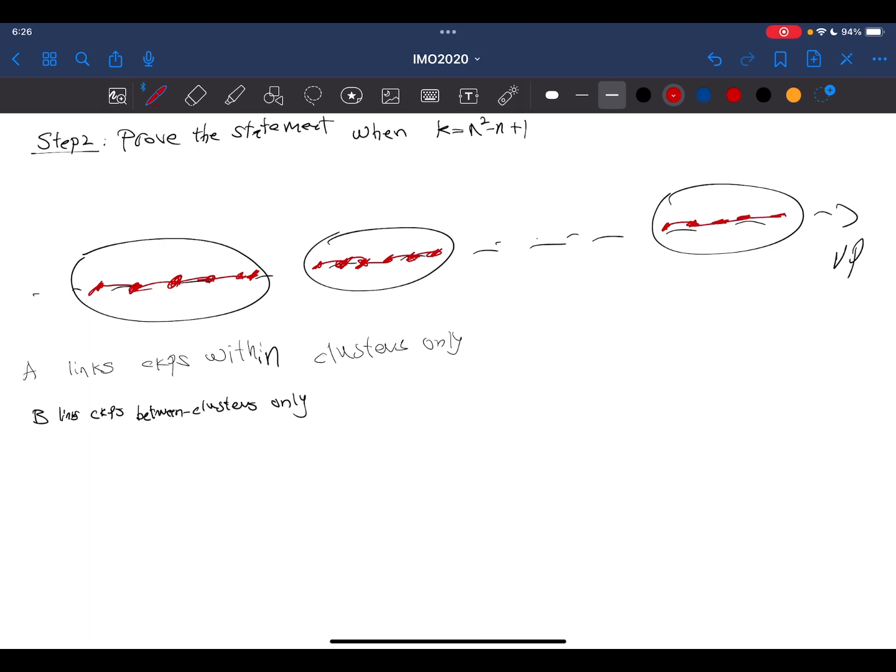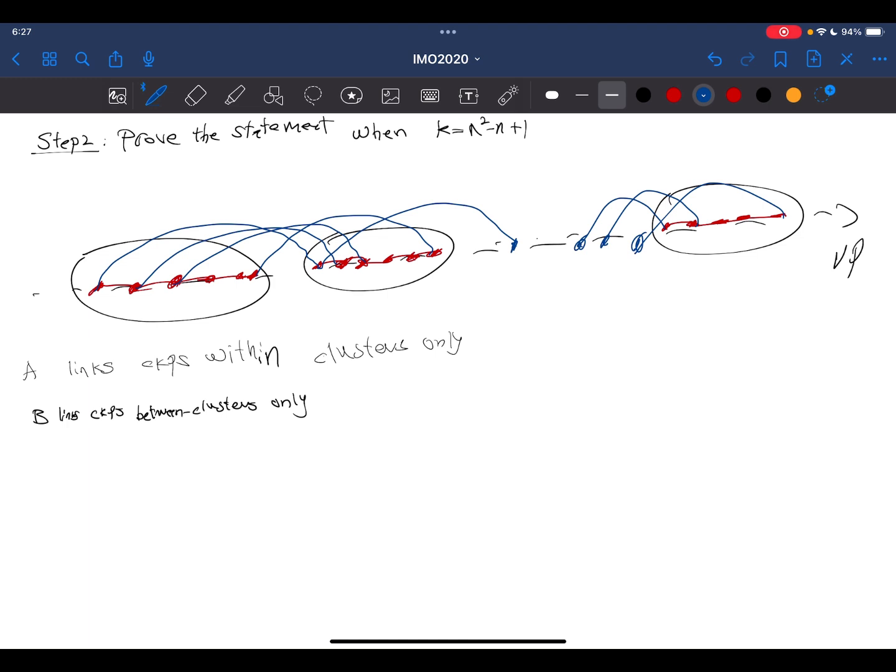And B links checkpoints between clusters only. So it's quite the opposite. So that means I'm gonna link this with this, link this with this, link this with this, link this with this, and then the next one with the next one here, and go on, right? This one, then this one, then this one. You get the idea, right?